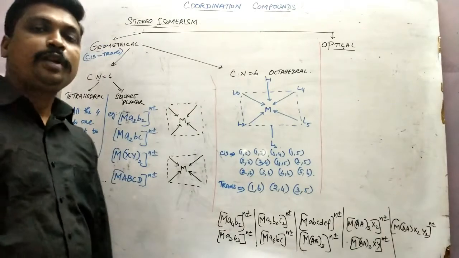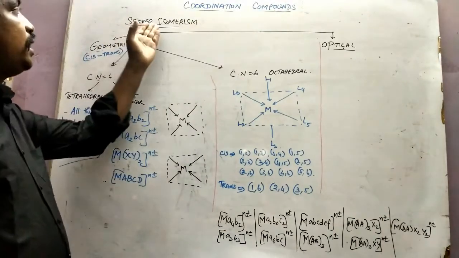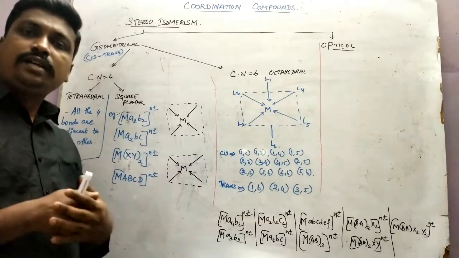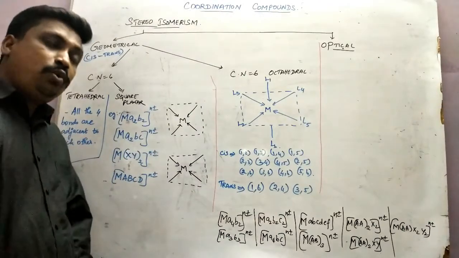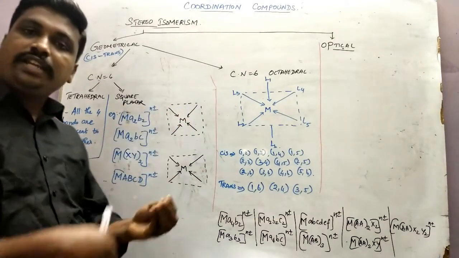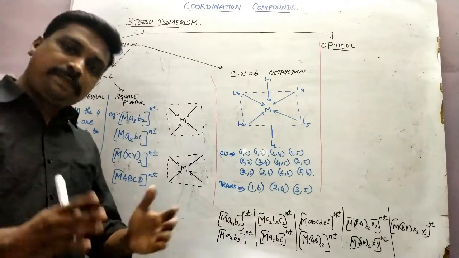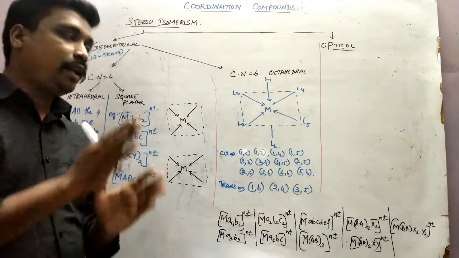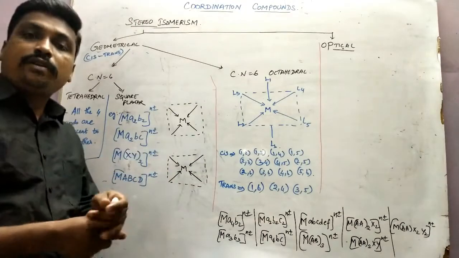So in this video we will talk about isomerism, the stereoisomerism type. Stereoisomerism is the isomerism due to the arrangement of molecules or groups with respect to each other in space. That's the basic concept of stereoisomerism. That is what we are going to deal with in 12th standard.